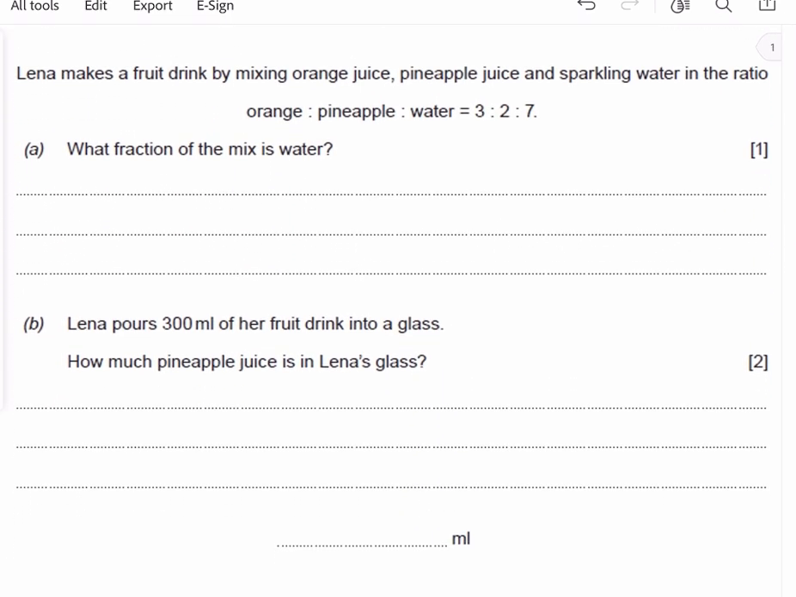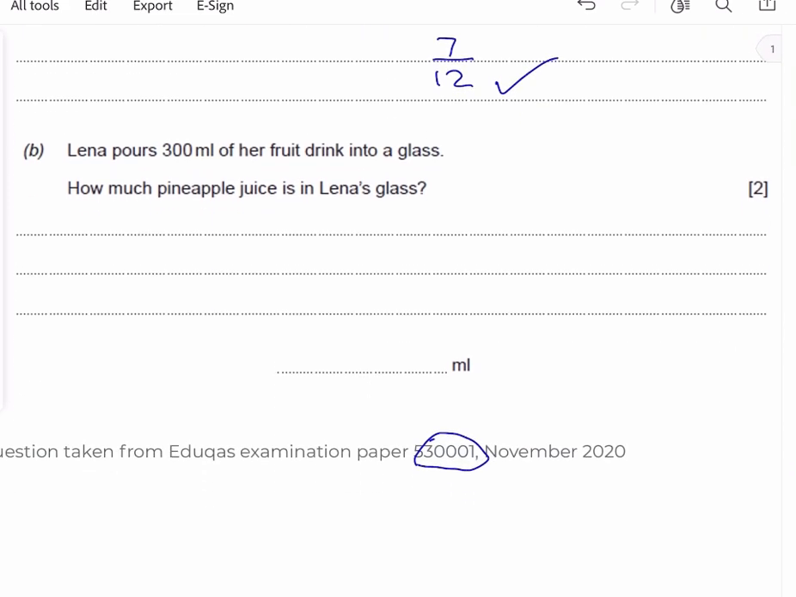So Lena makes a fruit drink by mixing orange juice, pineapple juice and sparkling water in a ratio orange 3 to pineapple 2 to water 7. Okay, so what fraction of the mix is water? So first of all, we're going to add all the parts together and show 7 as 7 out of 12.